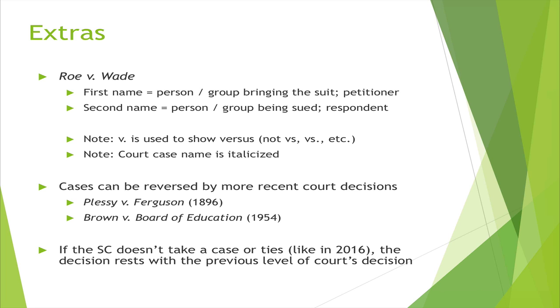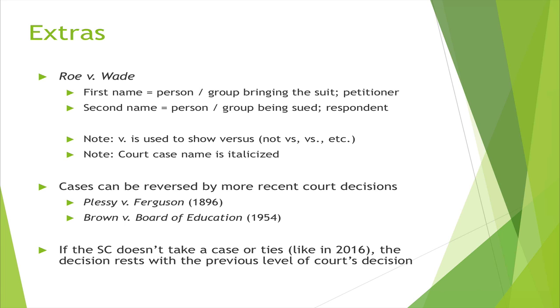One last thing here. If the Supreme Court does not grant certiorari or chooses not to hear a case, or if there is a tie in the voting, like say now, when there are 8 justices and we could have a 4-4 tie, then the decision rests with the previous level of court's decision. So what we mean is, if a case has made it to the federal level of the Supreme Court and they tie 4-4, then nothing changes. Whatever had been decided at the level just before the Supreme Court, that's what stays as law.